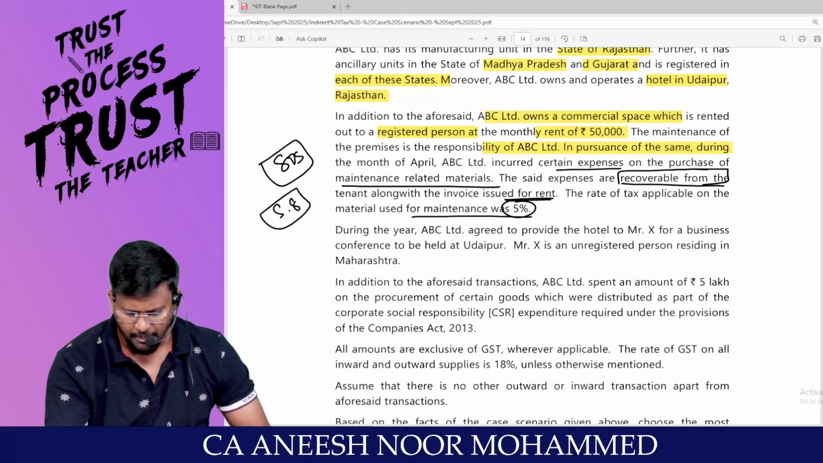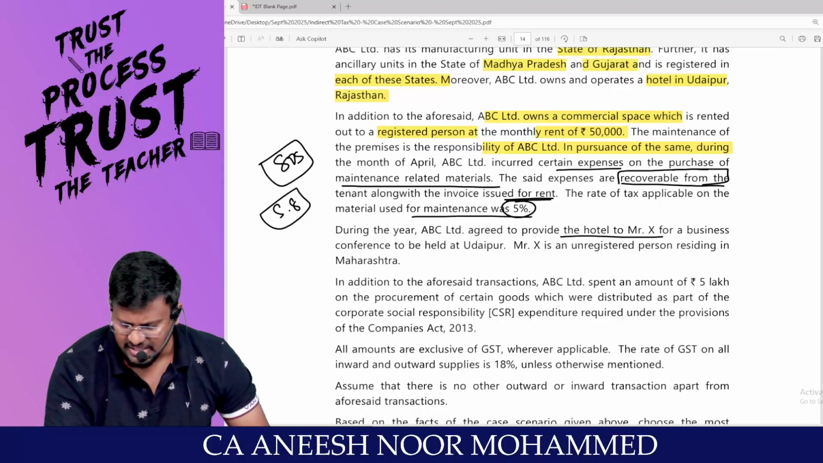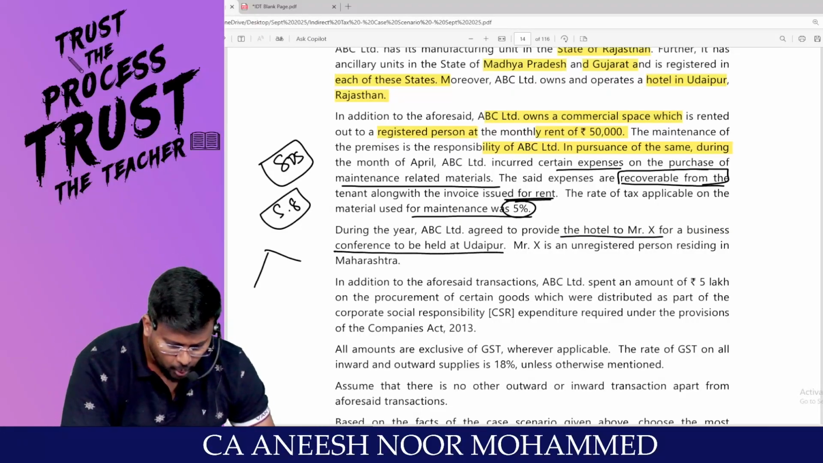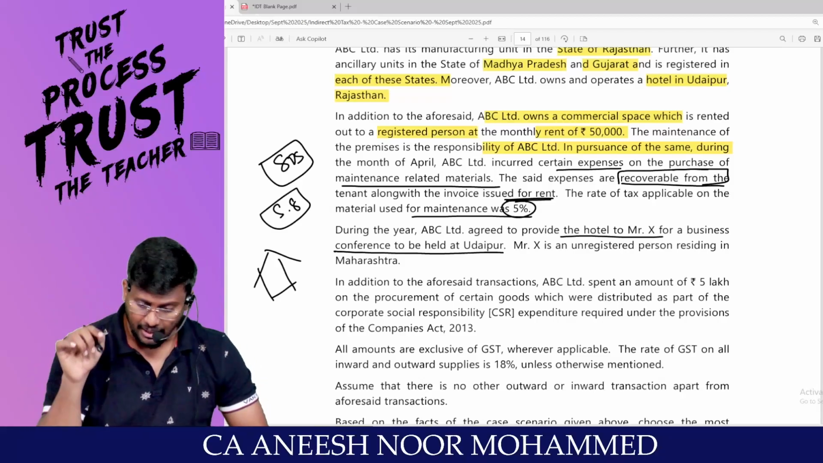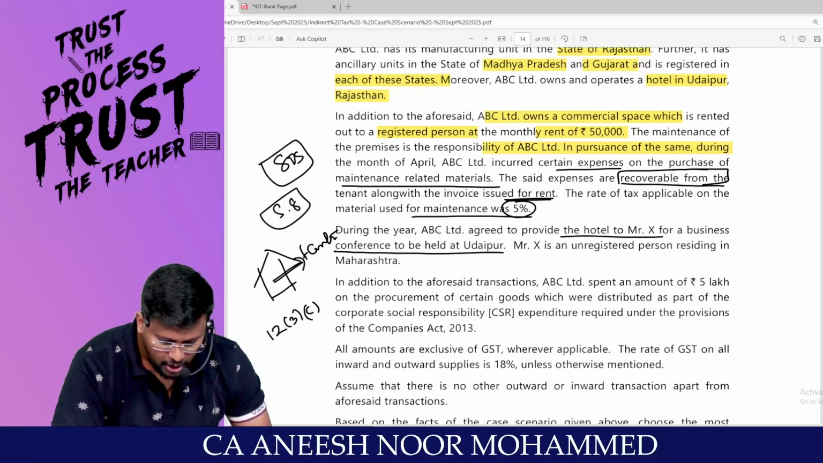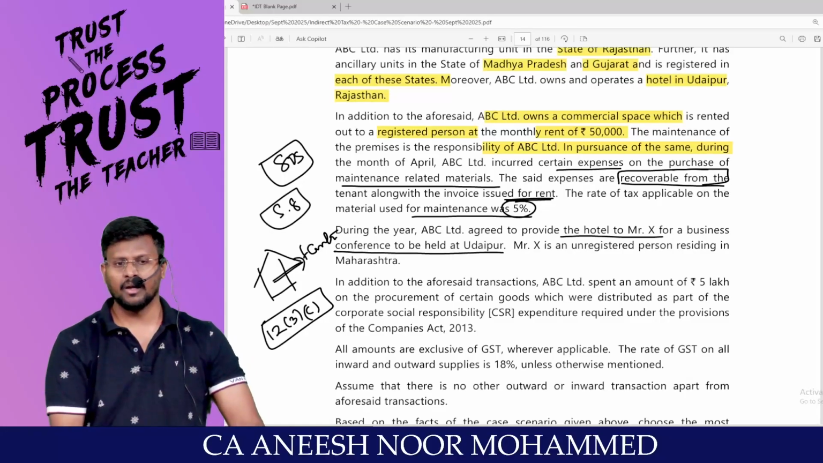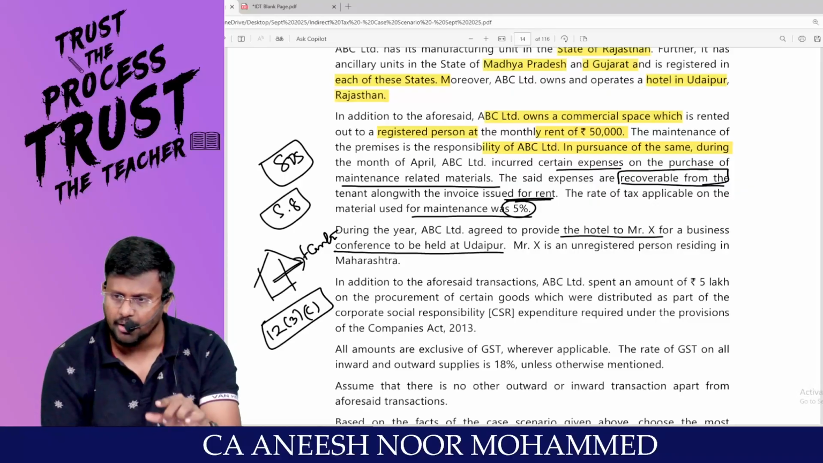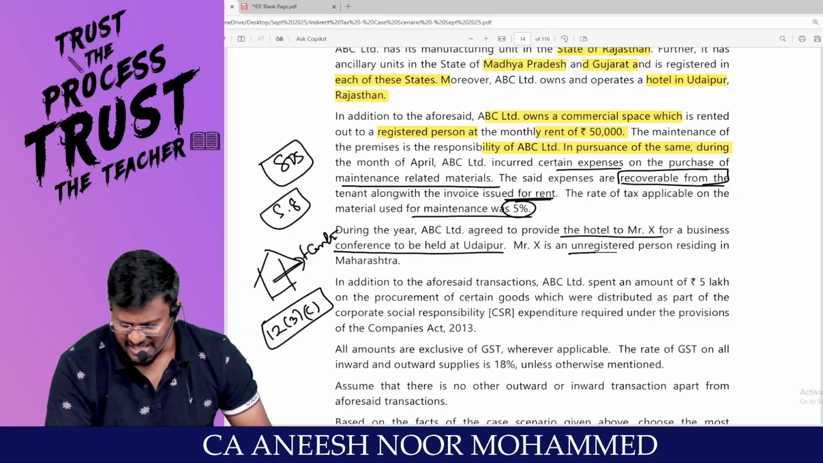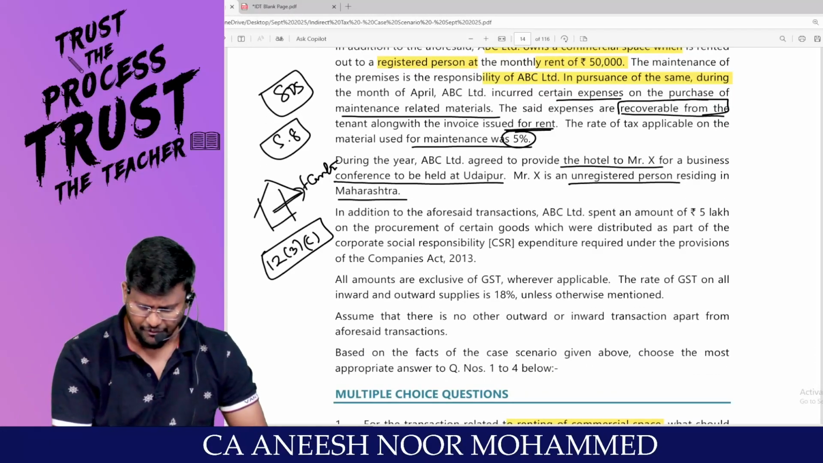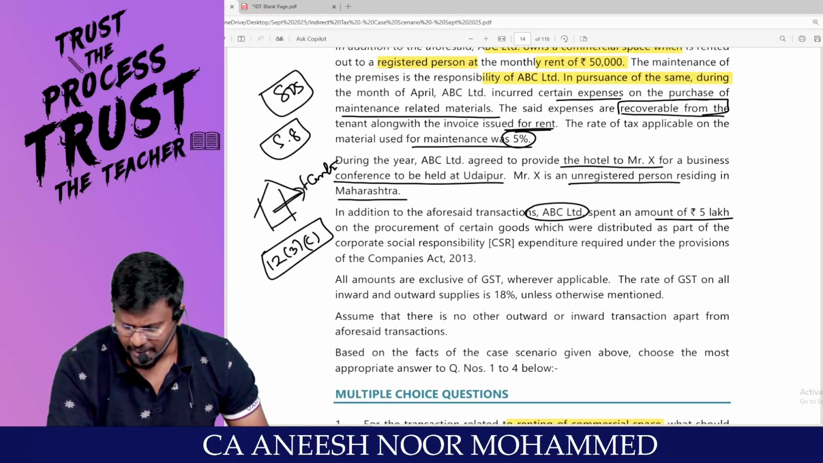During the year, ABC Limited agreed to provide the hotel to Mr. X for a business conference to be held at Udaipur. That means I have a hotel, and that hotel I am going to give to Mr. X to conduct a business conference. That means I am going to let out a hotel for a function. Are you remembering? As per section 12(3) clause (c), my dear lovable students, if the hotel has been given for a function, the place of supply is the place where the immovable property is situated or intended to be situated. Mr. X is an unregistered person residing in where? Maharashtra.